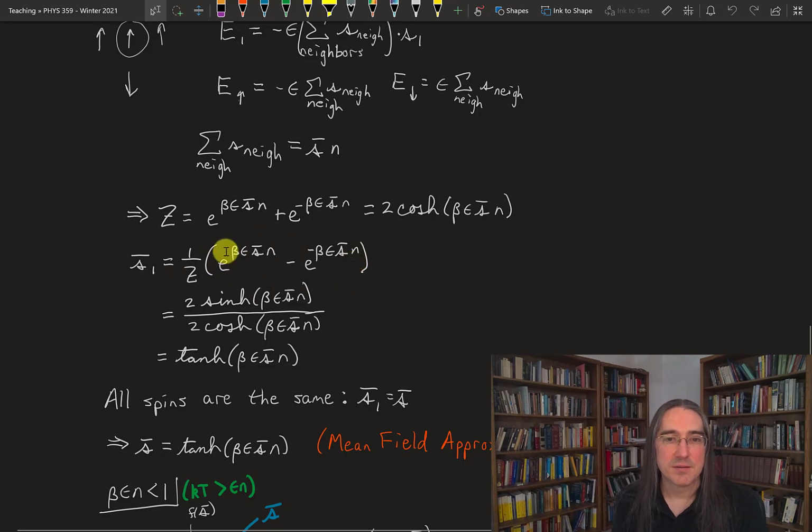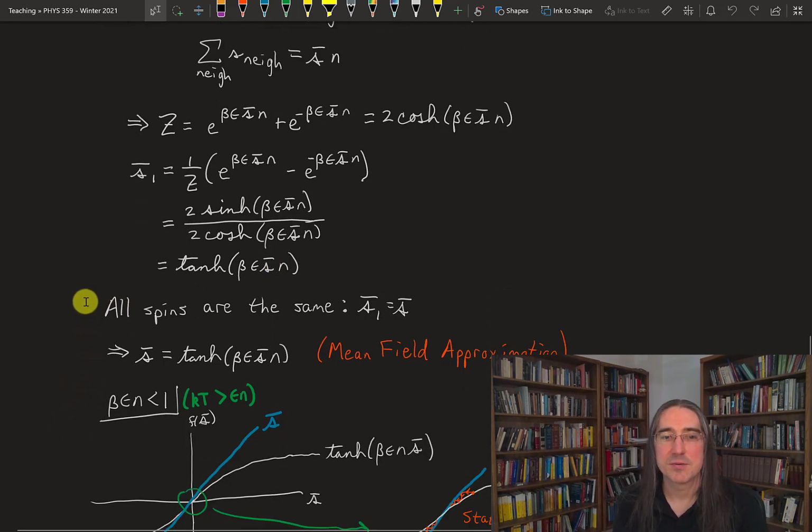Again, should look familiar. It's this with a minus sign, which means it's a sinh. 2 times sinh, so 2 sinh beta epsilon s bar n. 1 over z is going to give you 2 cosh beta epsilon s bar n. And so once again, tanh makes an appearance. You're seeing these hyperbolic functions seem to be key to understanding the Ising model. So now we still have what is an exact, if not particularly useful, statement, which is S1 bar equals tanh beta epsilon s bar n. But this s bar, the average of the neighbors, could in principle be different for every single spin that we look at.